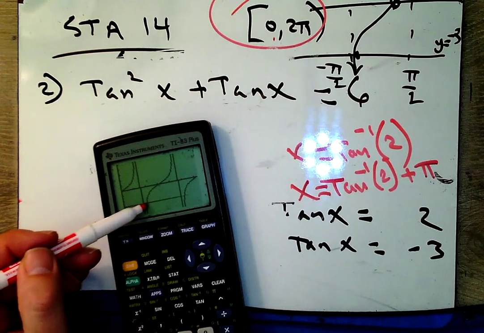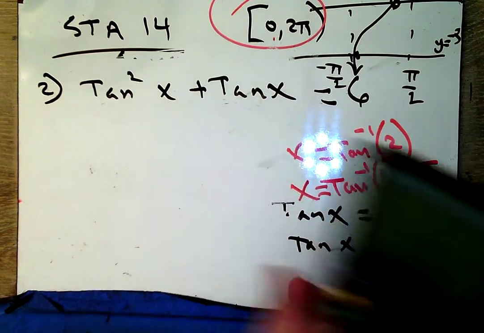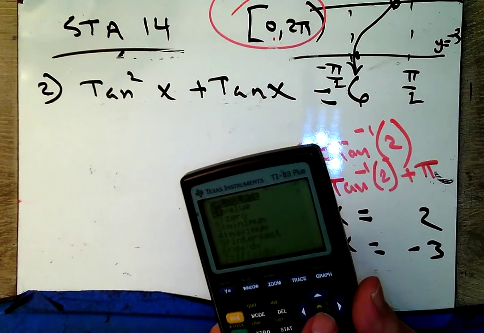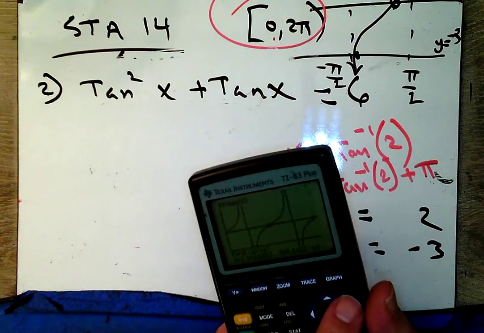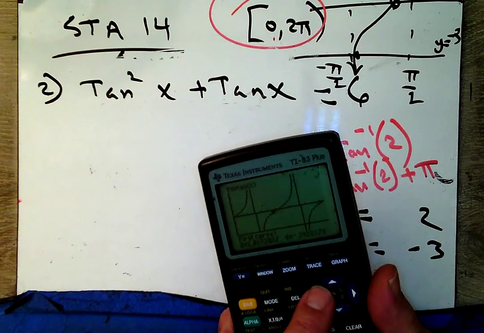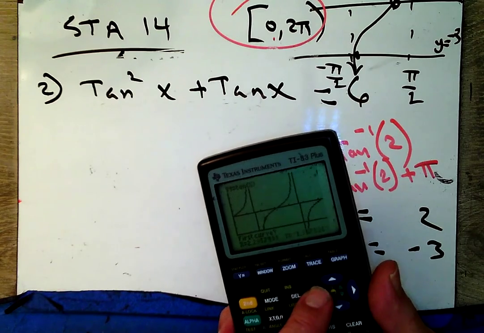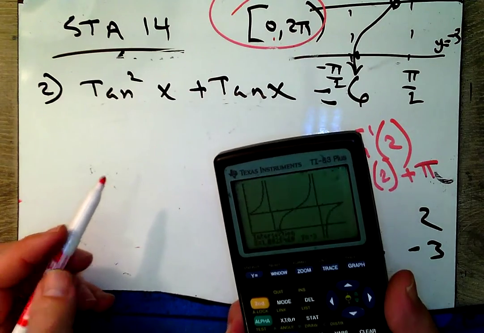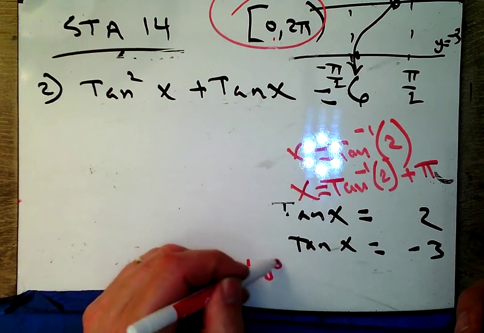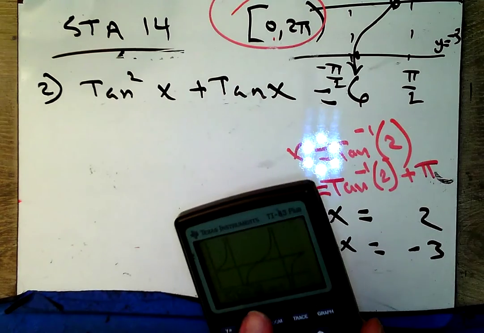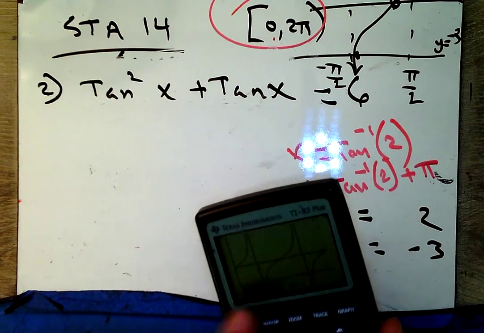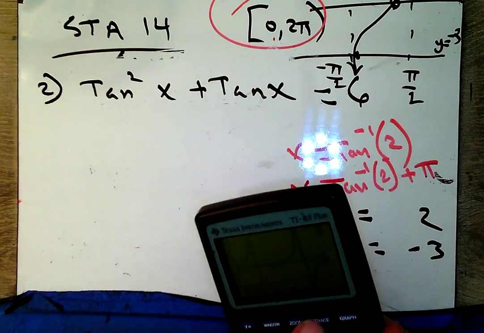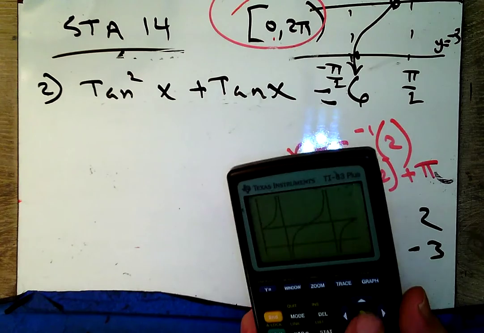And here's -3, and I get 2 solutions. So let's find those solutions. Second, calculate intersect. Bring my cursor close to a point of intersection, and hit enter, enter, enter. Okay, I get 1.893. But there's also this solution, which is pi away from that. So if I took this and added pi to it, I'd get this next number. But some people don't remember that, so let's just find it for them anyway.